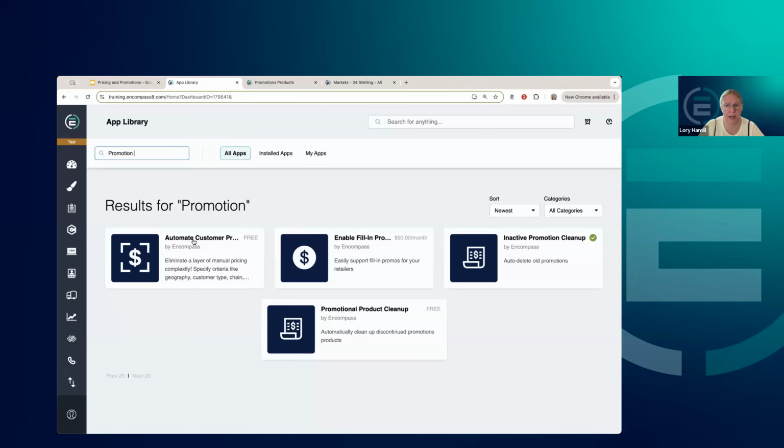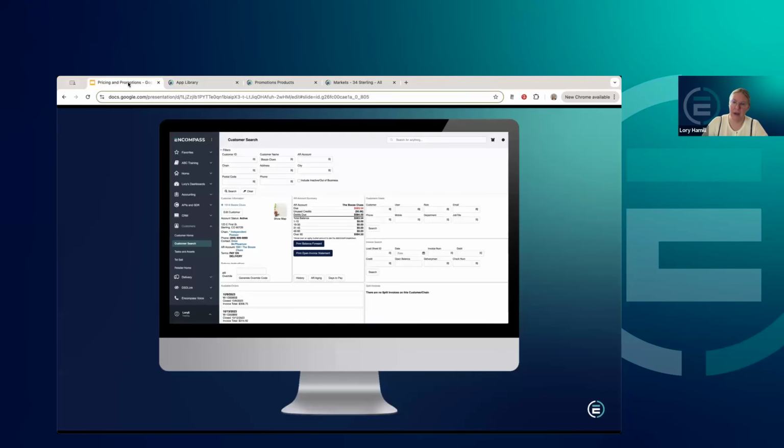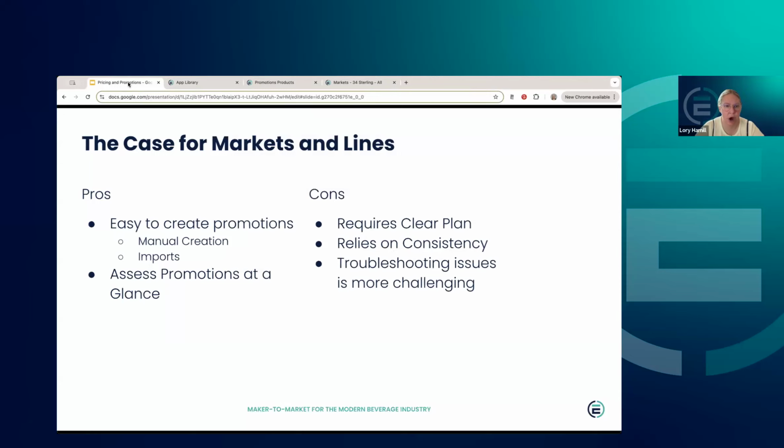So check out the app library. Some really cool things there. And we're going to come back now to our slide deck. If you have final questions, start typing them in now. That's my pro tip. I'm going to continue on, like I said, for the case of markets and lines.